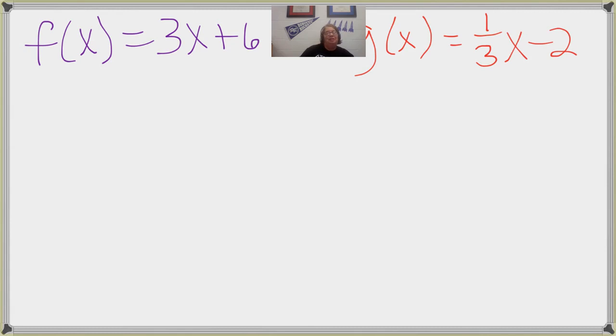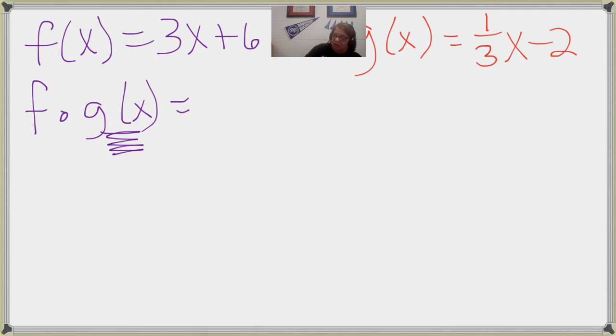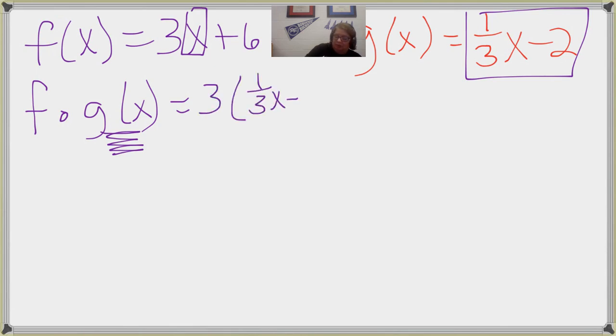And if my question asks me, are these inverses? Or it says to verify these are inverses by using composition of functions. Then I'm going to do f of g of x. Start with this g of x, which is 1/3 x minus 2, plug it into the function f. So it's 3 times 1/3 x minus 2 plus 6.